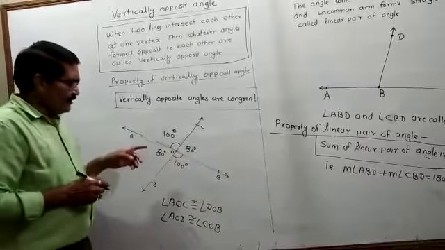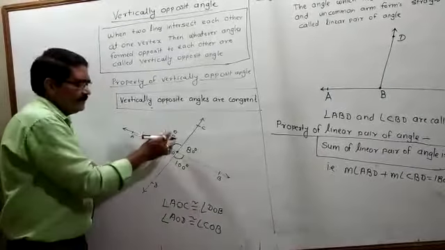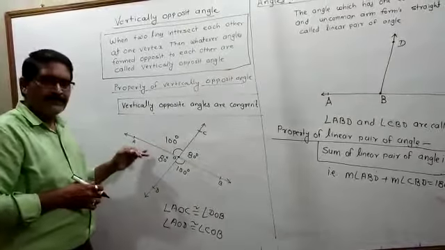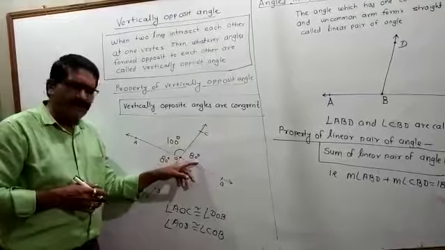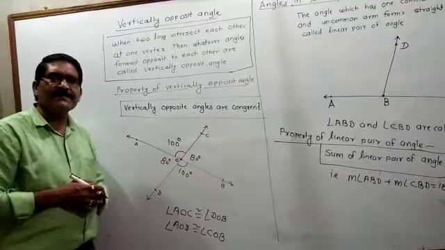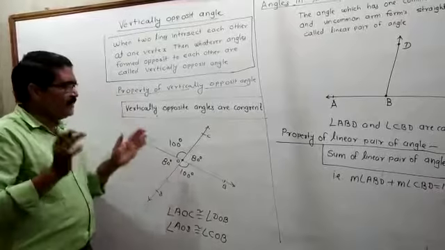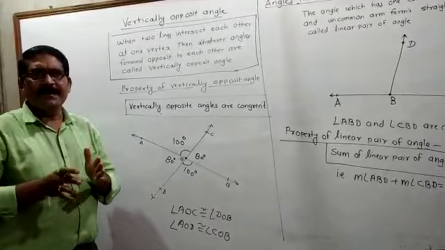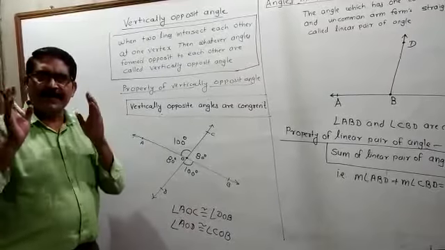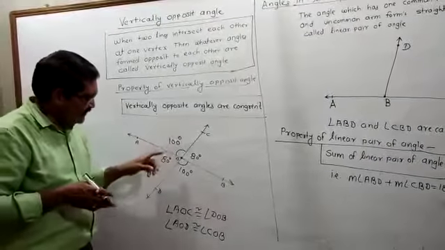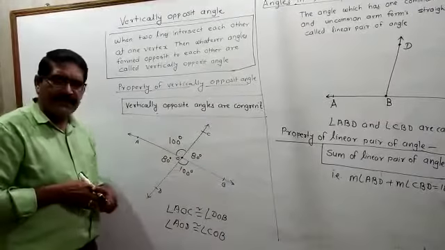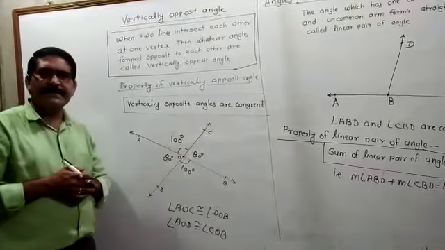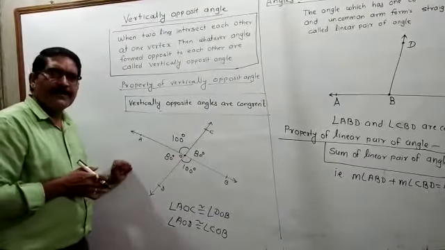Everybody understand? Because when you complete one cycle, the total measure of the whole cycle is 360 degrees. This 100 plus 80 is 180, and 180 plus 180 is equal to 360 degrees. So you only have to learn the property that vertically opposite angles are equal in measure, or congruent. If angle AOC is 100 degrees, then angle DOB is also 100 degrees. If angle COB is 80 degrees, then angle AOD is 80 degrees. This is the property of vertically opposite angles.